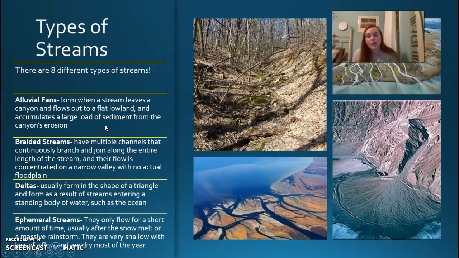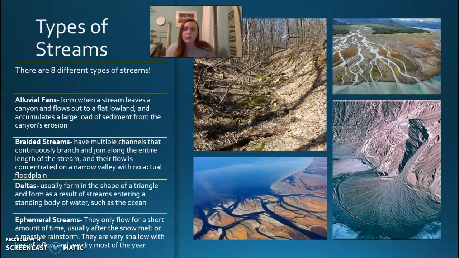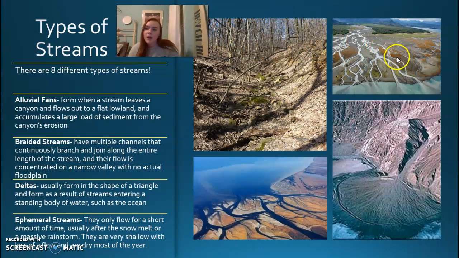Secondly, we have braided streams, and these have multiple channels that continuously branch and join along the entire length of the stream, and their flow is concentrated in a narrow valley with no actual floodplain, and that can be seen right up here on the top. Move that over right here.